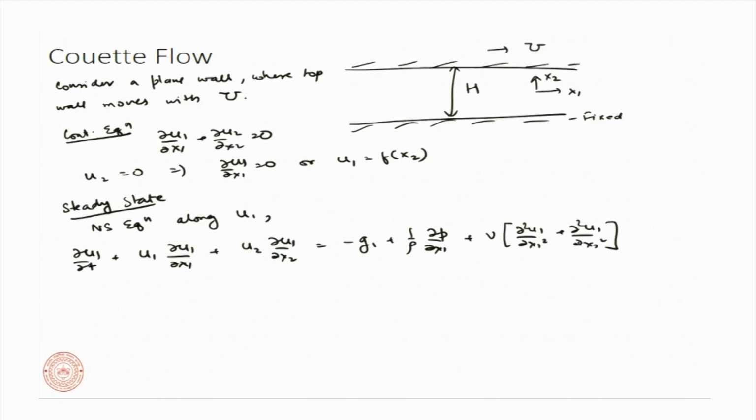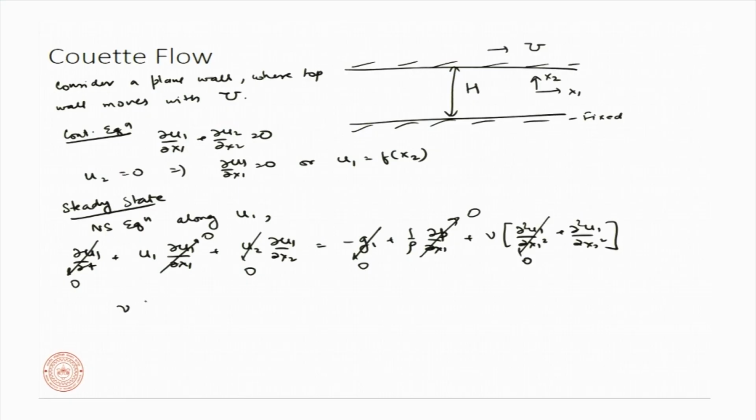Okay. Now, we can take out some terms. It is transient, it is steady state. So, this term goes away. u2 is 0. So, this term goes away. u1 is a function of only x2, so del u1 by del x1 is 0. So, this term goes away. There is no gravity effect along the one direction. So, this term goes away. There is no pressure gradient. So, this term goes away. Okay. u1 is not a function of x1, again this term goes away.